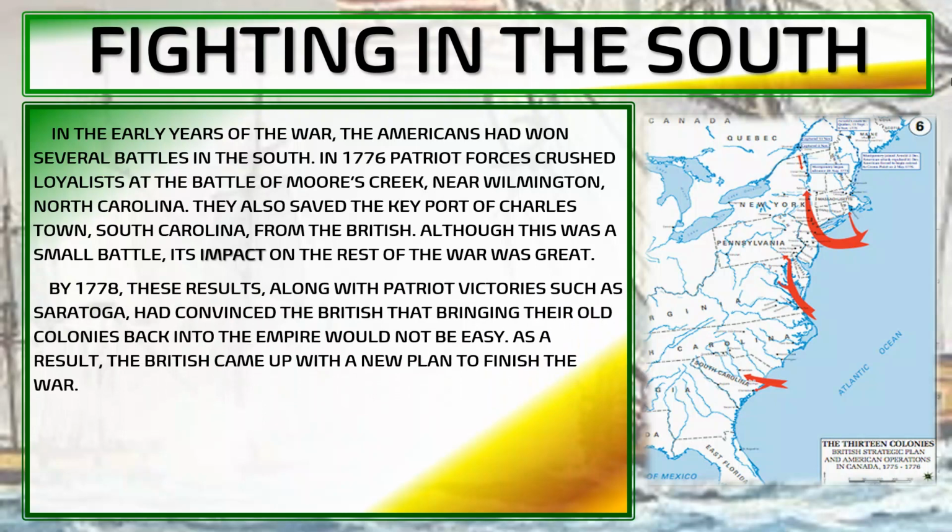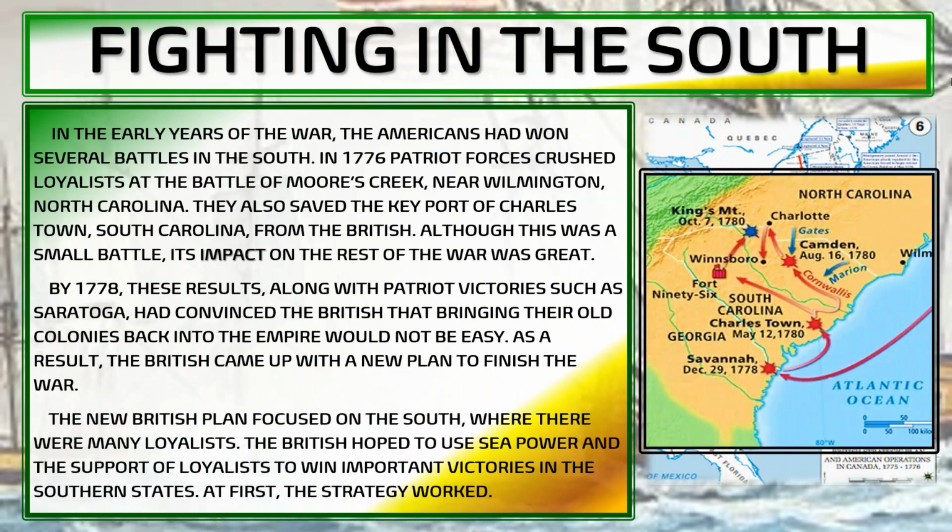By 1778, these results, along with Patriot victories such as Saratoga, had convinced the British that bringing their old colonies back into the empire would not be easy. As a result, the British came up with a new plan to finish the war. The new British plan focused on the South, where there were many Loyalists. The British hoped to use sea power and the support of Loyalists to win important victories in the southern states. At first, the strategy worked. Okay, impact is an effect, if you're not familiar with that terminology.